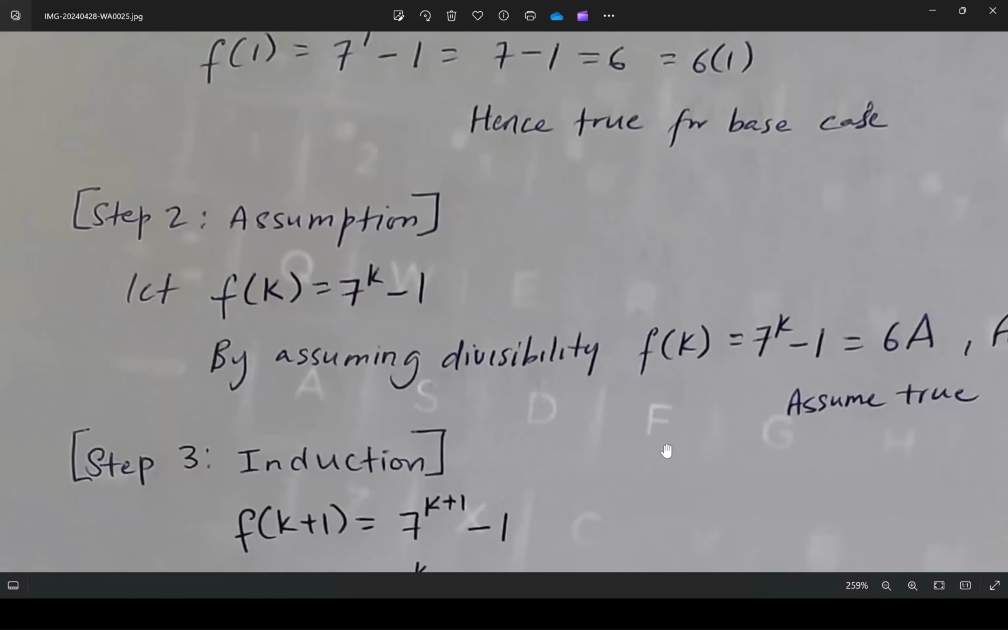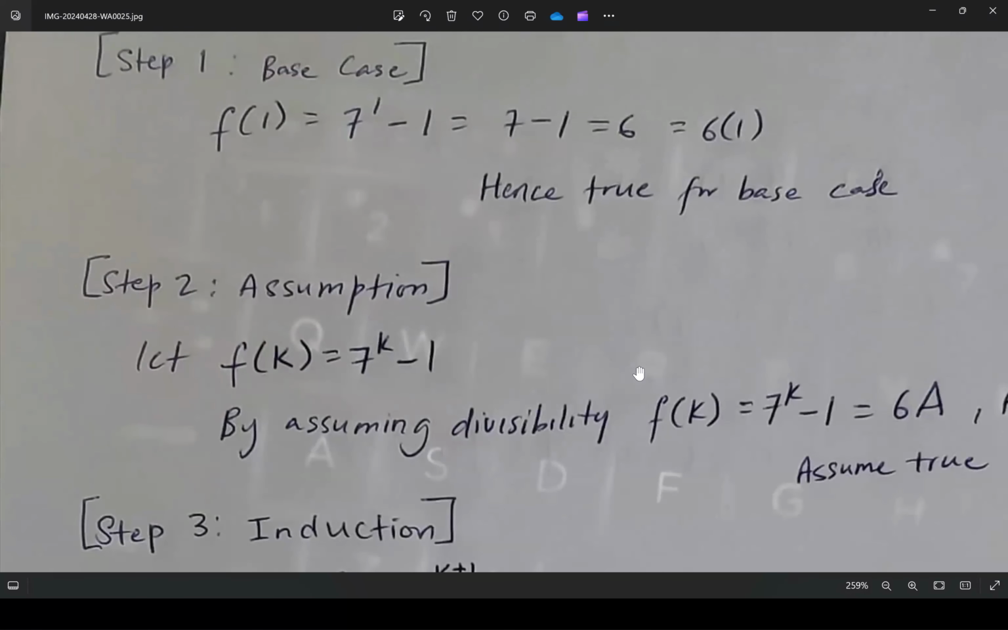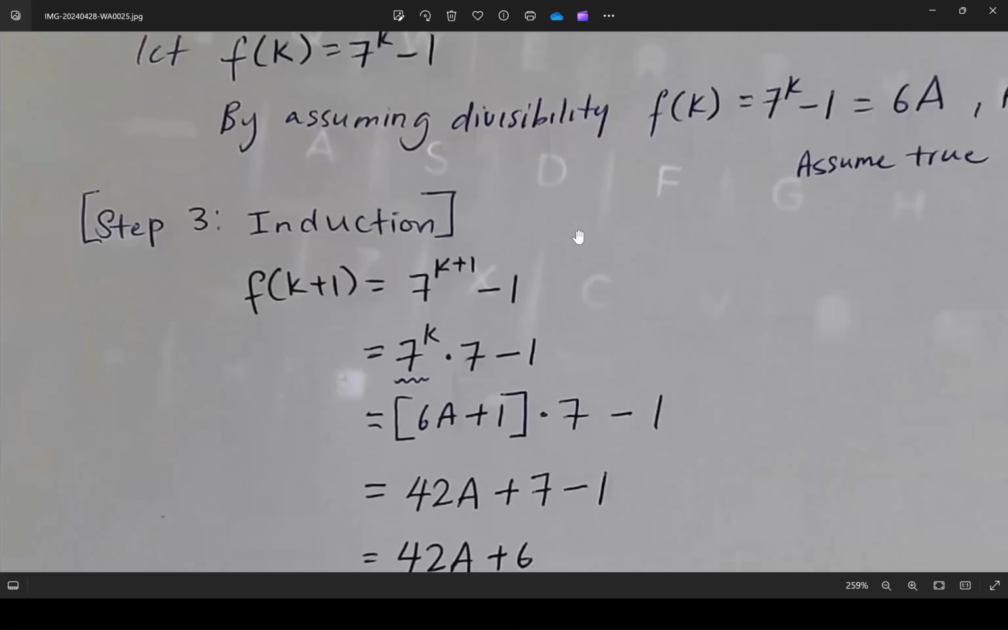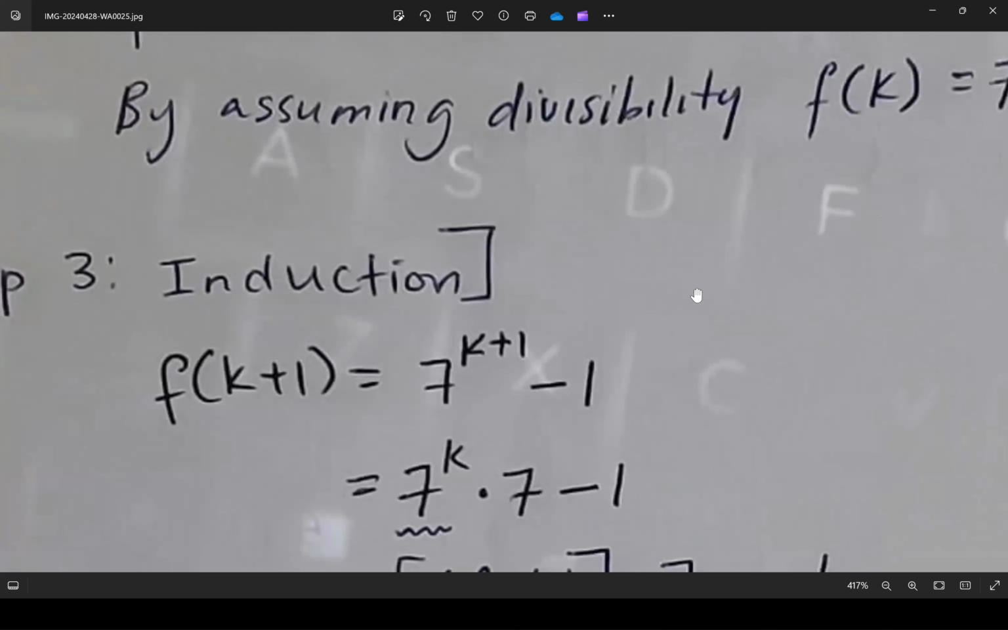So you got 20 marks at least, right? Which is the base case and the assumption. If you can't do the question, still do those parts of the question. Then the next step is induction, right? The induction is about, okay, I believe you for k. Now, what if I believe you and test out k plus 1?